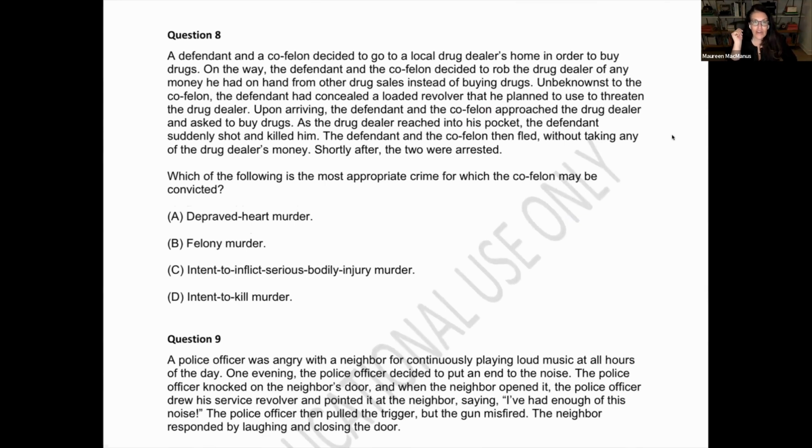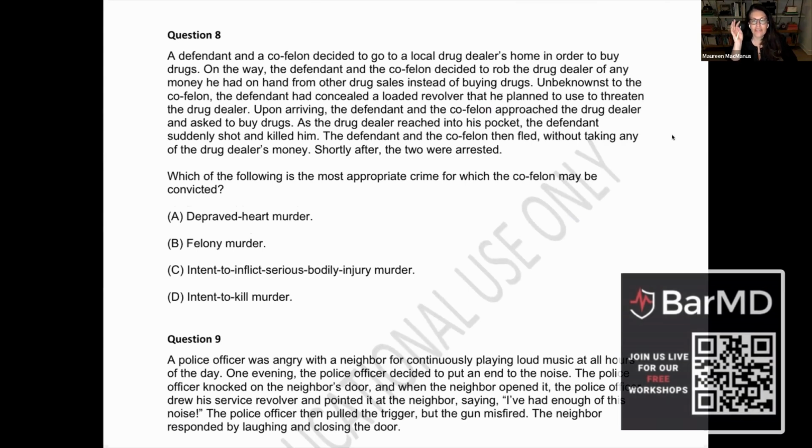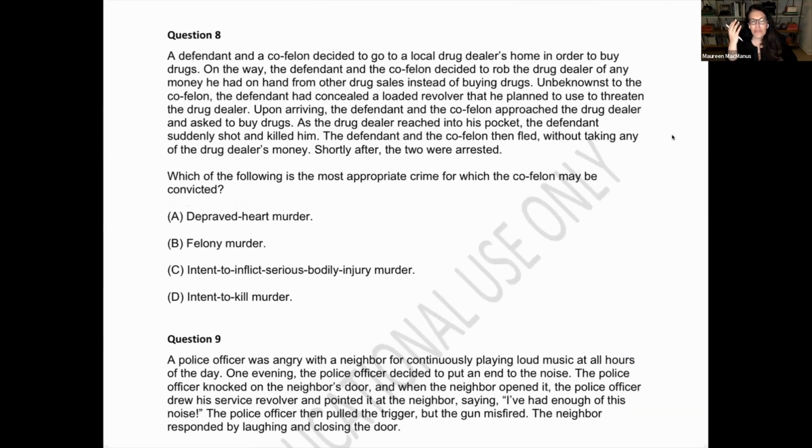So defendant and a co-felon decided to go to a local drug dealer's home in order to buy drugs. On the way, the defendant and the co-felon decided to rob the drug dealer of any money he had on hand from other drug sales instead of buying drugs. Unbeknownst to the co-felon, the defendant had concealed a loaded revolver that he planned to use to threaten the drug dealer. Upon arriving, the defendant and the co-felon approached the drug dealer and asked to buy drugs.